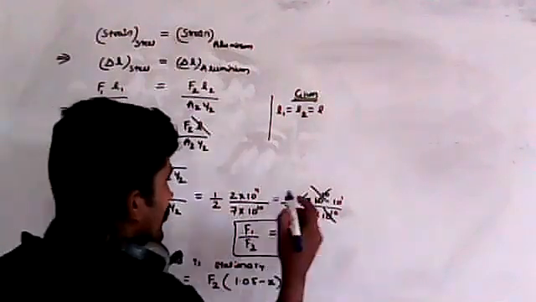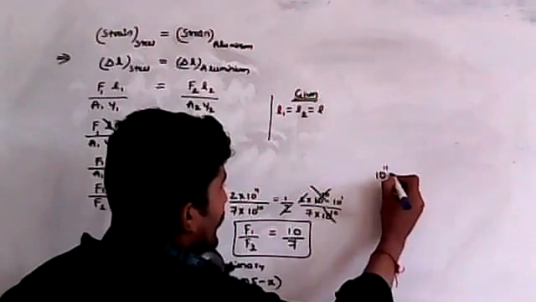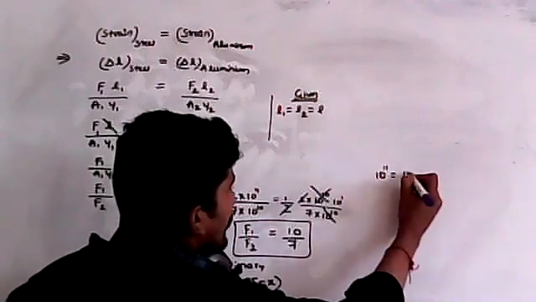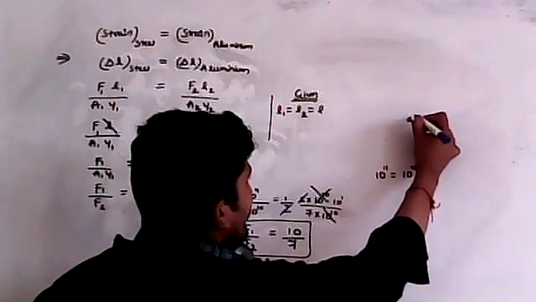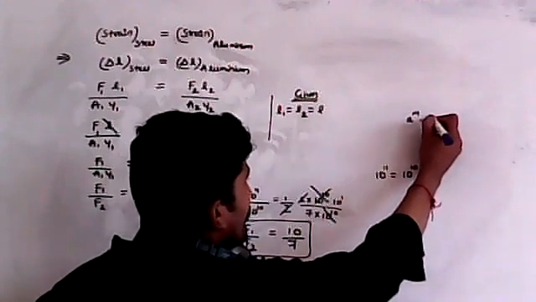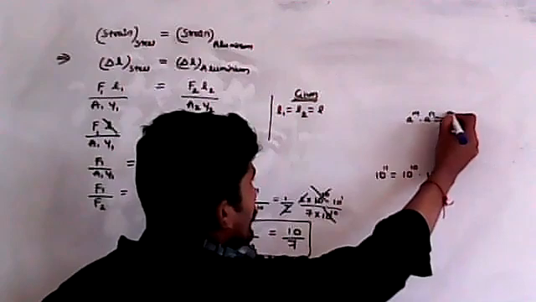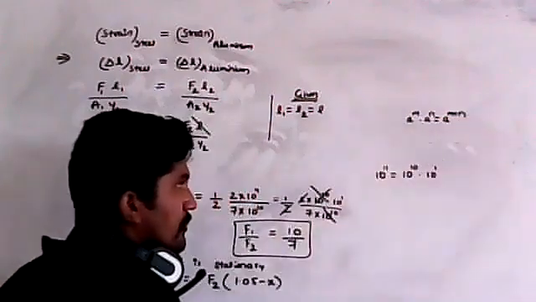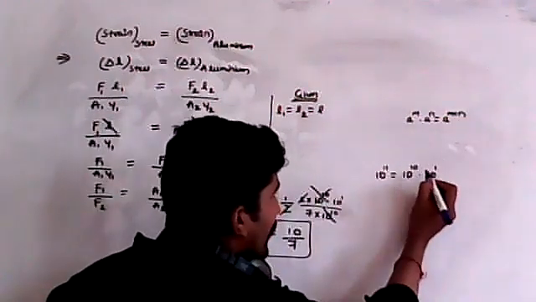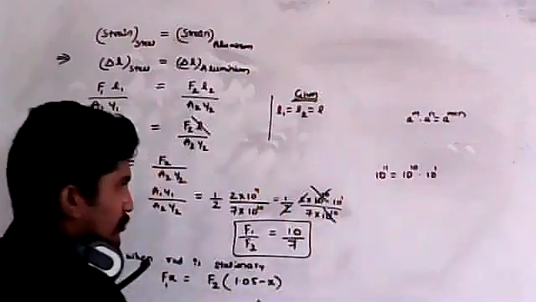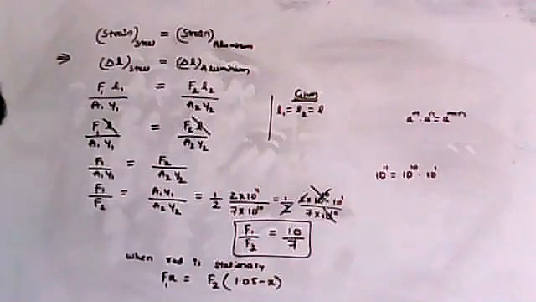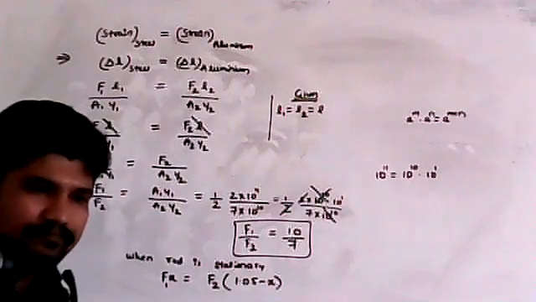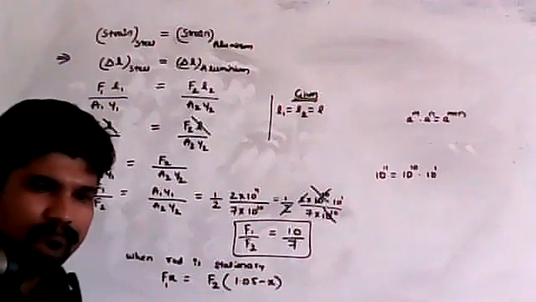Yeah, 10 raised to 11. How can I write? 10 raised to 10 into 10 raised to 1. Why? Because a raised to m into a raised to n is equal to a raised to m plus n. When bases are the same, I can add the powers. To cancel the terms, I split the term. That's it, nothing else. Is it clear now?